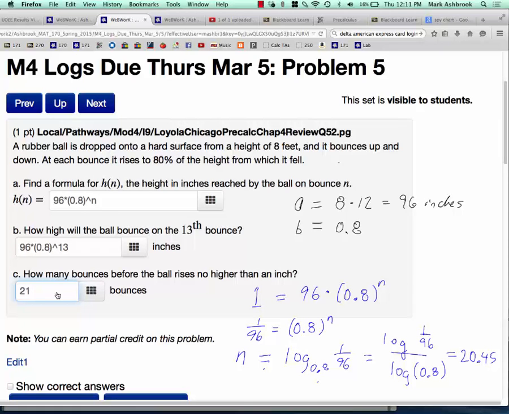21, right? So we need that next bounce to assure it's less than an inch. This is still an inch, so the 20th bounce would be 1 point something inches high.